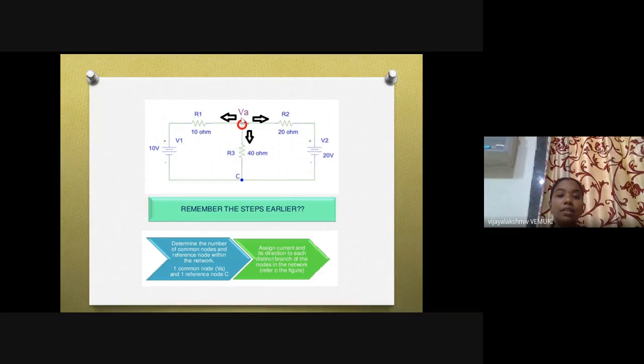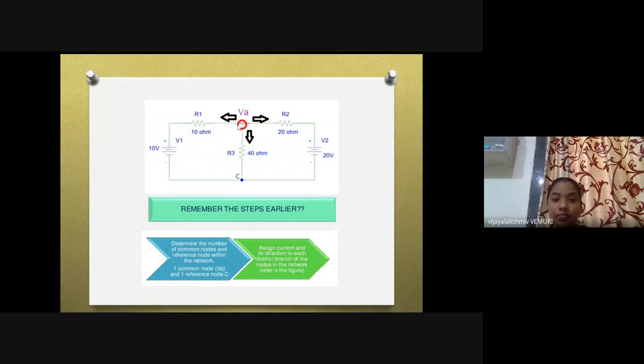So VA minus 10 divided by 10 plus VA divided by 40 plus again this current. See, I am writing a KCL equation here. All the currents are leaving. The algebraic sum of the currents: all are leaving, so we took them as positive. Or you can take them as negative. Anyhow, it is equated to 0 and you will get the same value.